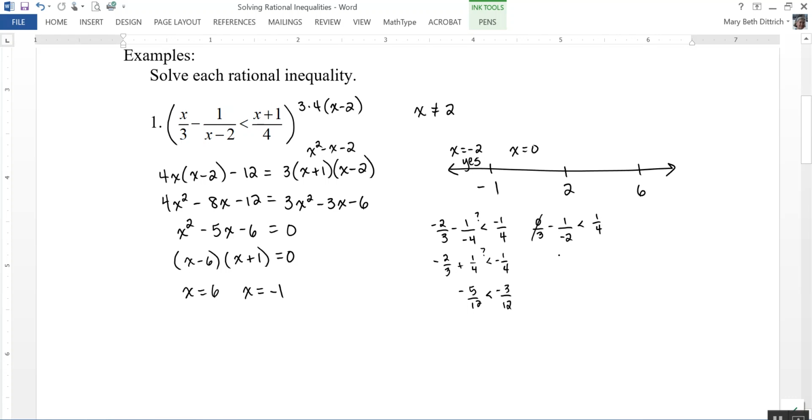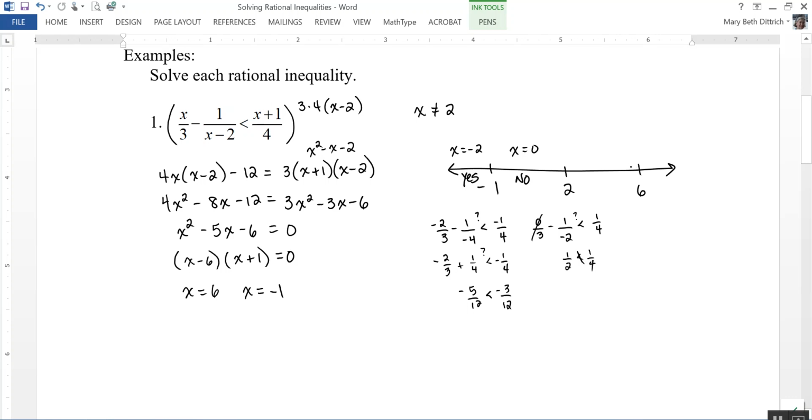So that's a 0. Is 1/2, notice minus a -1/2, is that less than 1/4? It is not, so that interval does not work, so that would be a no. Actually, I'm going to write those here so it stands out a little bit better. So that does not work.